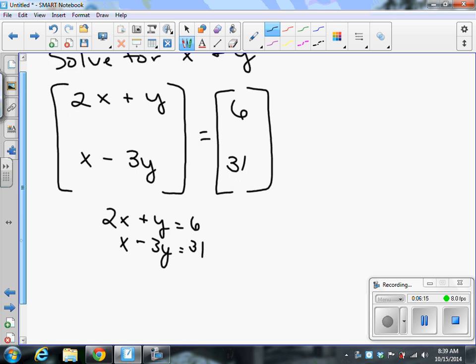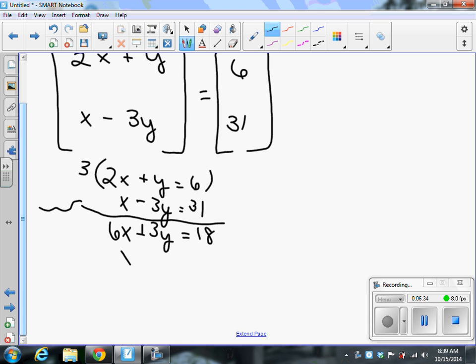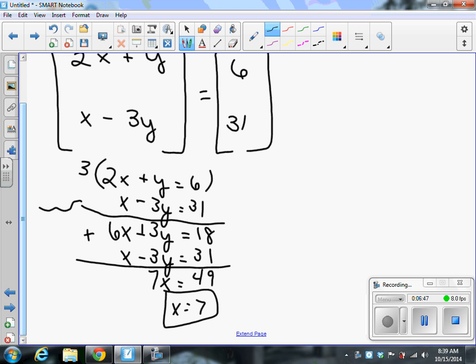Let's do the thing where you multiply by 3. So I'm going to multiply the top one by 3. Or the bottom one by 2, it doesn't matter. So 7x equals 49. X equals 7. Plug it into another equation to solve for y.